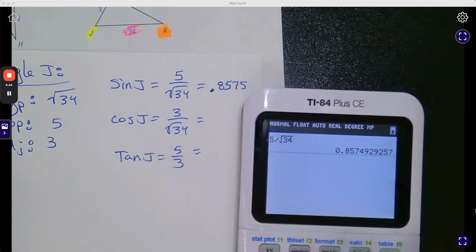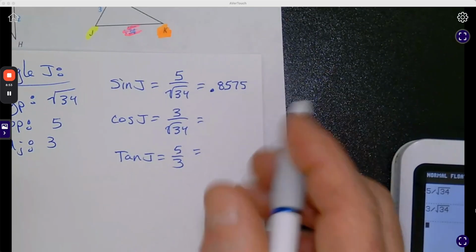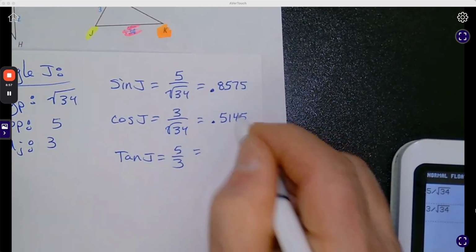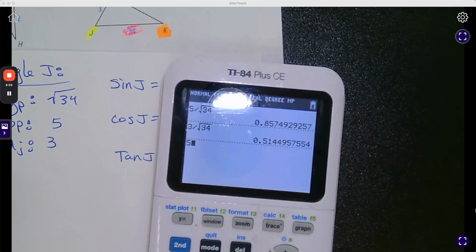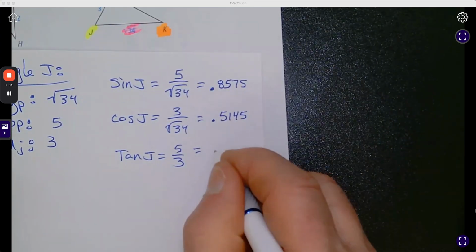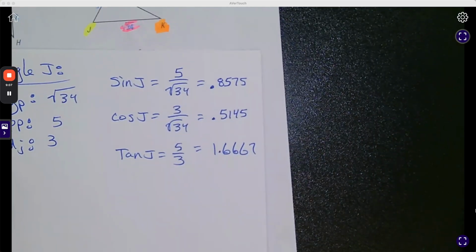Okay, cosine of J. 3 divided by that is 0.5145. Round up again. And then 5 divided by 3 is 1.6667. Okay, that's it. Now let's do it from angle K.